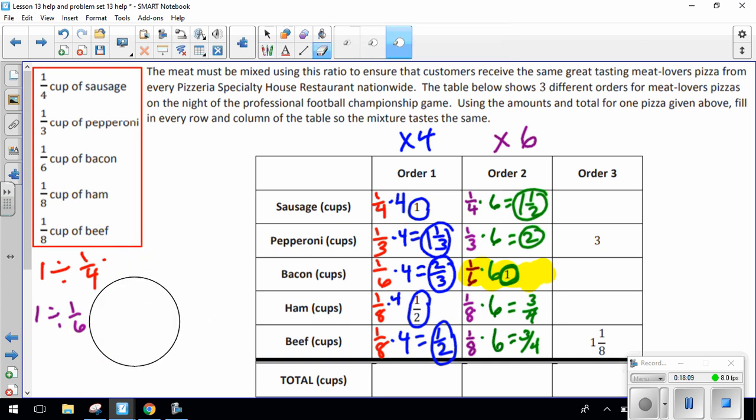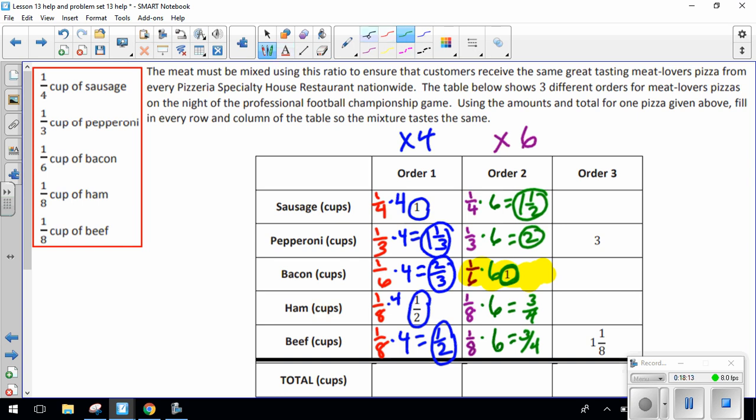Okay, and finally, the column to the right here, order number 3. I'm going to start by writing, what color haven't I used yet? Start with black. I'm going to start by writing the original ratios that I started with. So 1/2, 1/3, 1/6, 1/8, 1/8 again.